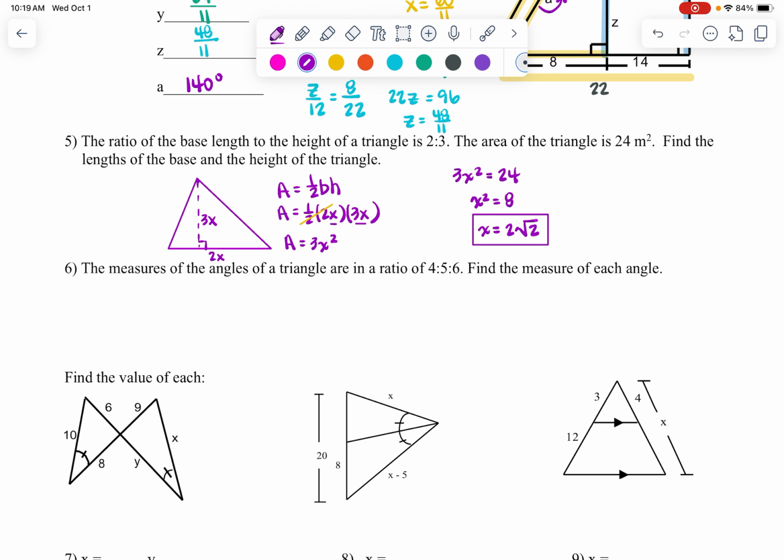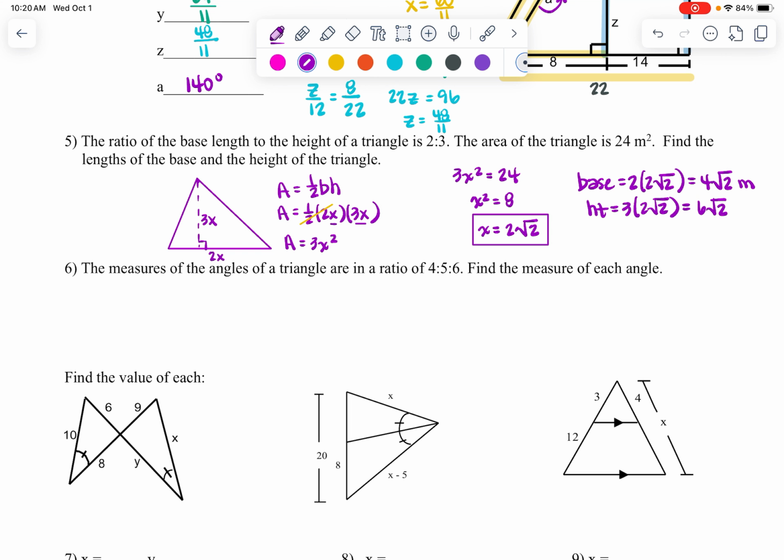Lovely. All right, find the lengths of the base and the height. Okay, well, the base was 2 times x, so 2 times 2√2, which is 4√2. Remember, you can only multiply numbers outside times other numbers outside, and numbers inside times other numbers inside, and that would be meters. And then we have the height of the triangle, which was 3 x's, so 3 times 2√2, which is 6√2. That doesn't give us an area of 24.